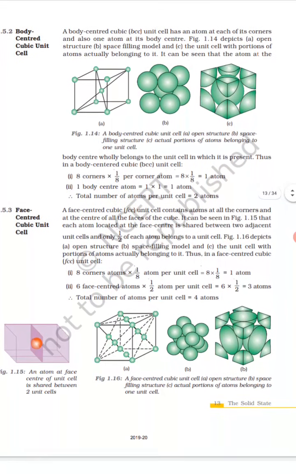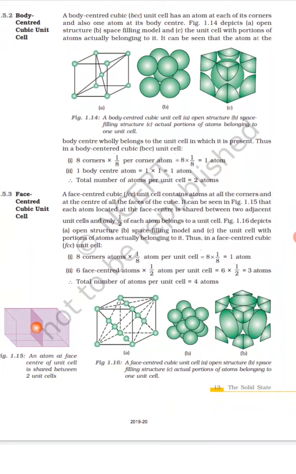Similarly, next is BCC, body centered cubic unit cell. In body centered cubic unit cell, 8 particles are present at the corners. So 8 into 1 by 8, that is equal to 1 atom. Now 1 atom is present at the body center. So the total number of atoms per unit cell is 2. One contribution for the particle at the body center, the other contribution of the particles which are present at the vertices.